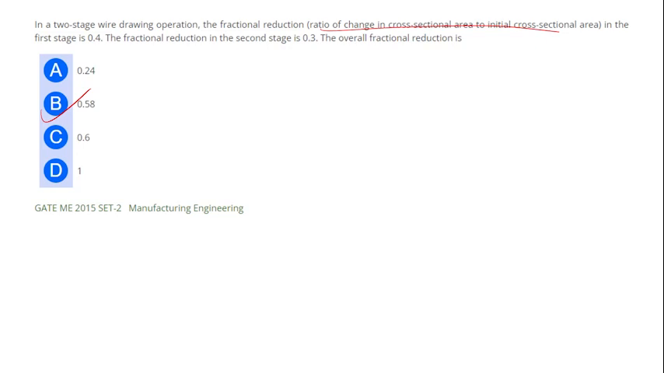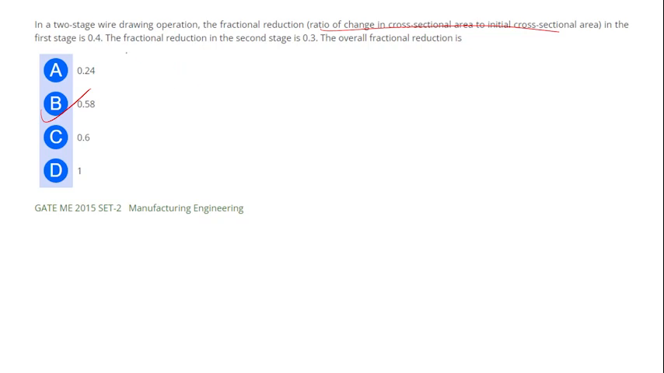Let's read the question. In a two-stage wire drawing operation, the fractional reduction, which is the ratio of change in cross-sectional area to initial cross-sectional area, in the first stage is 0.4. The fractional reduction in the second stage is 0.3. So they are asking for the overall reduction. So what happened in this?